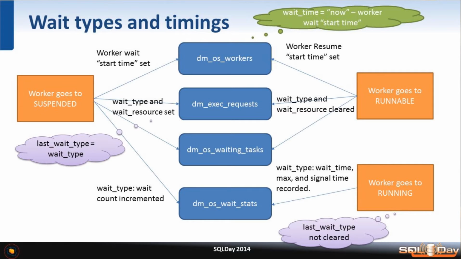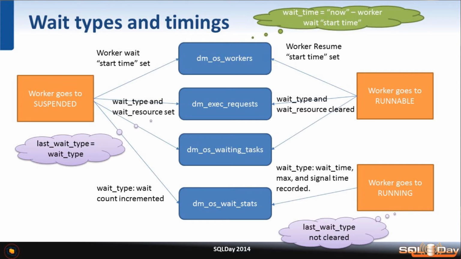So consider these dynamic management views, where you can see evidence of metrics of waiting. First of all, when the worker goes suspended, like when I'm waiting on a lock, suspended is the state in the task, what happens is that there's a start time set for this worker thread who's associated with the task. And you can see that start time in DMOS workers. It's like, hey, I'm going to start waiting at this point. Then we also establish the wait type and wait resource in these two DMVs, exec requests and OS waiting tasks. So when you're suspended, you can go into those DMVs and see the actual wait type and wait resource.